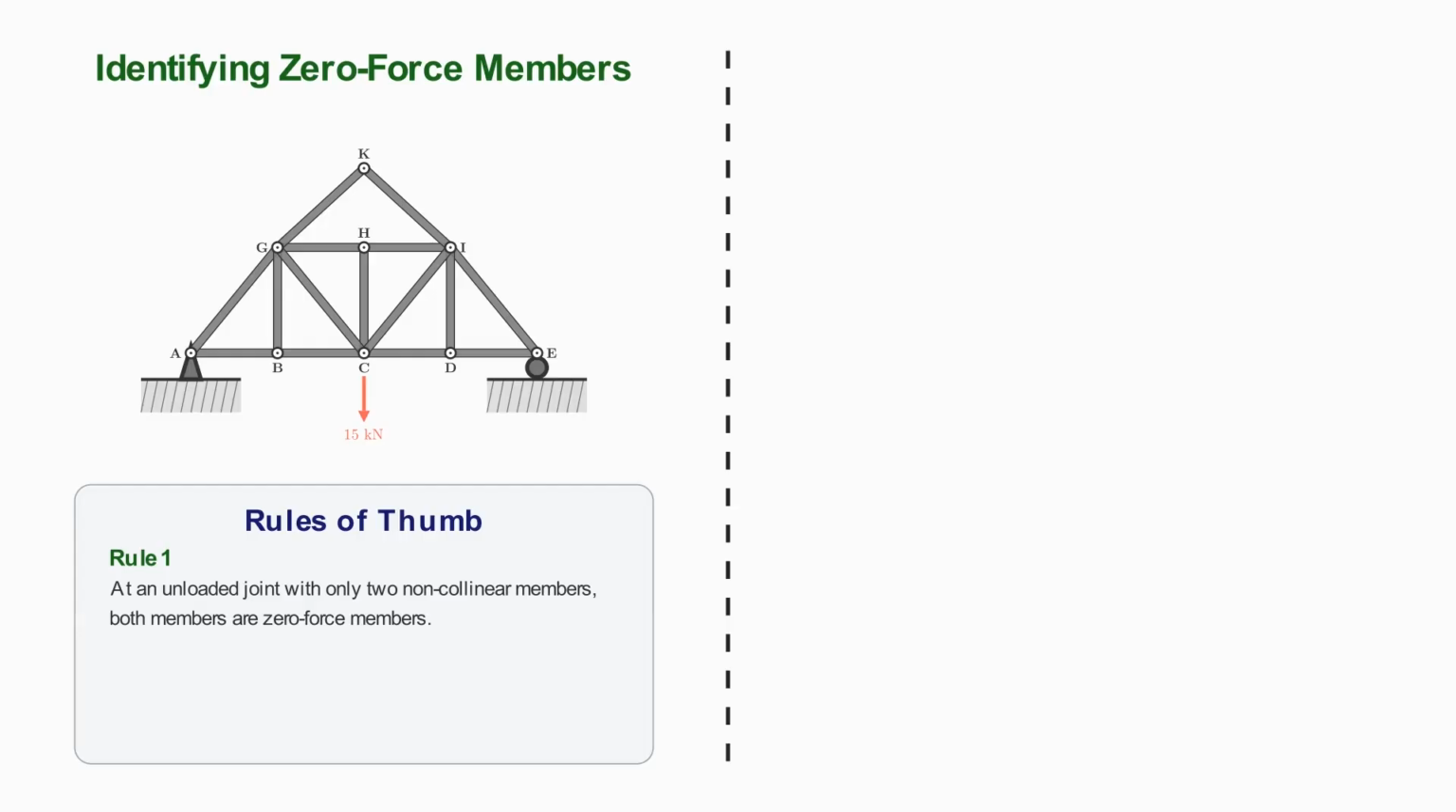First rule applies at an unloaded joint with only two non-collinear members. For that joint to remain in equilibrium, both members must carry zero forces. The second rule applies to an unloaded joint with three members, where two of these members are collinear. In that case, the third non-collinear member must be a zero force member. Let's apply these rules to the truss.